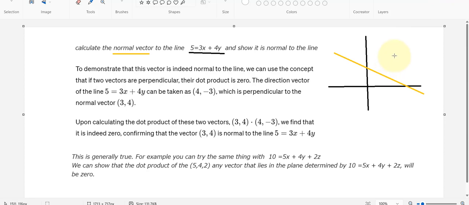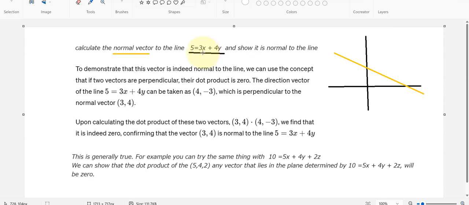So of course we know how to do that. One way is to solve this for y, then we get the slope, and then we take 1 over the slope and the negative of that, and that's going to give us the slope of the perpendicular line. So that's basically what we're trying to do here. But we want to express it differently. We want to get the normal vector to this line.